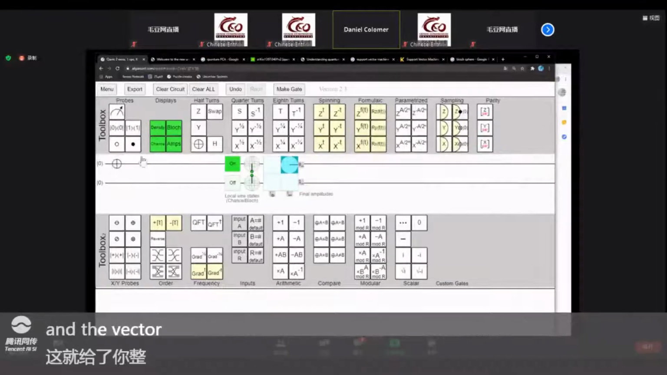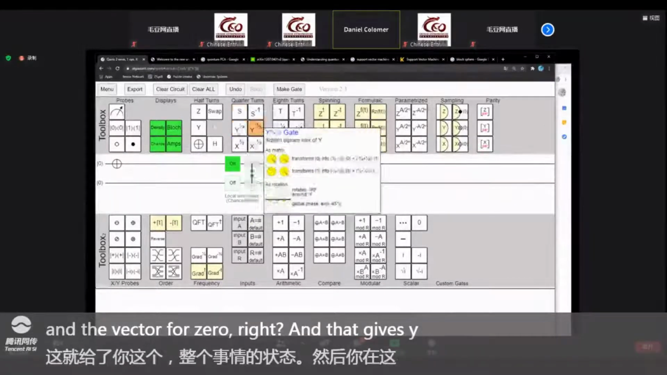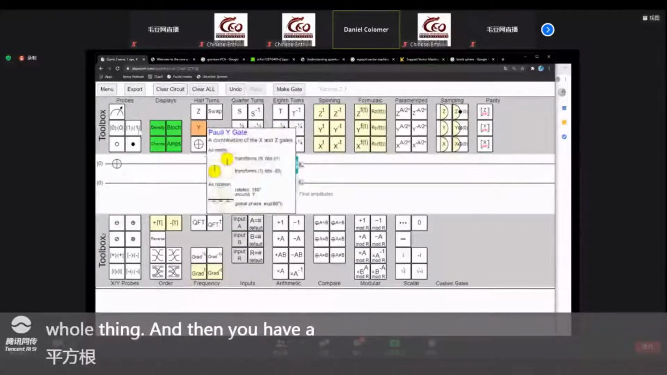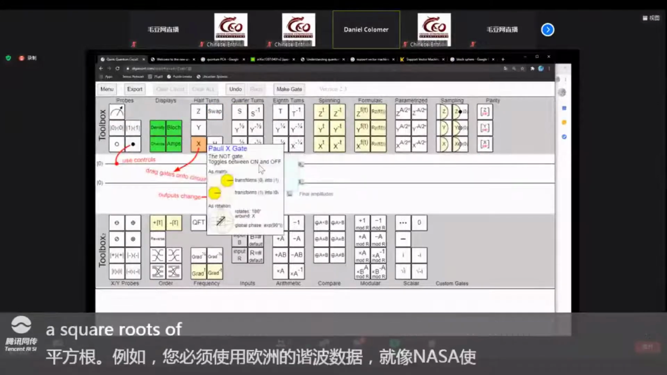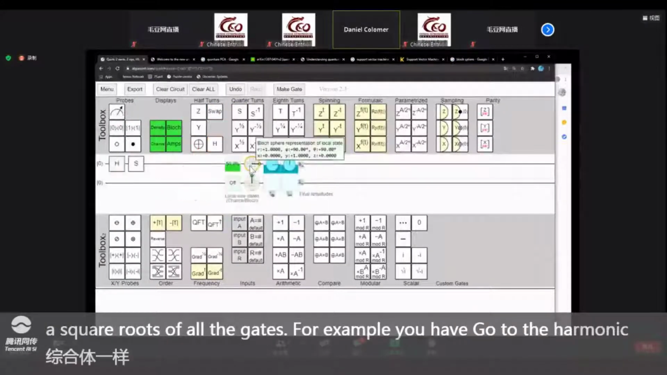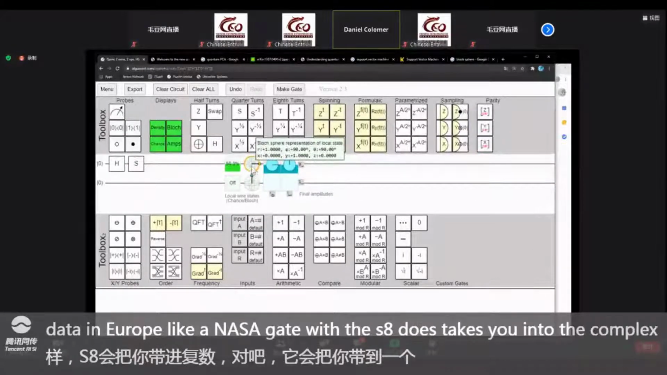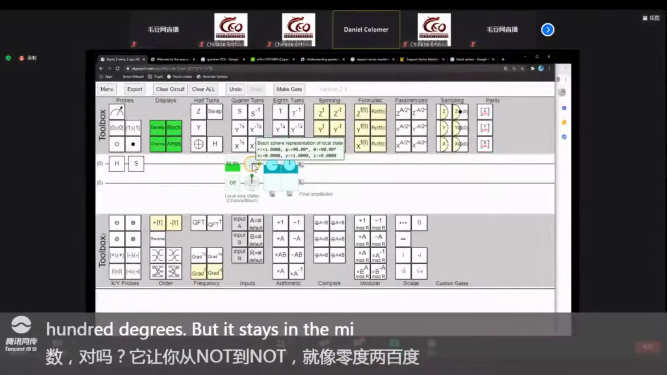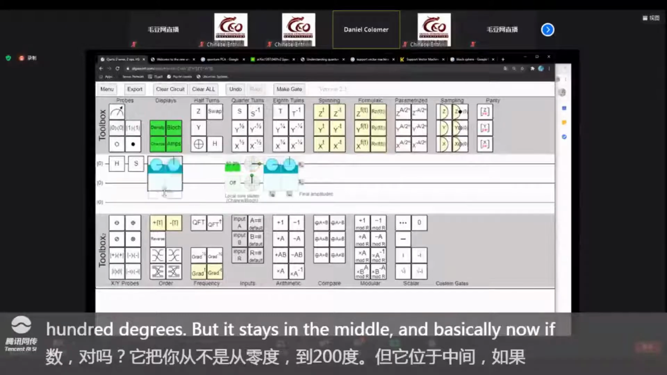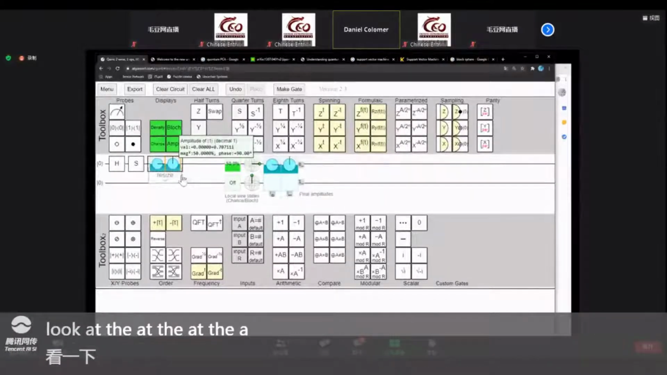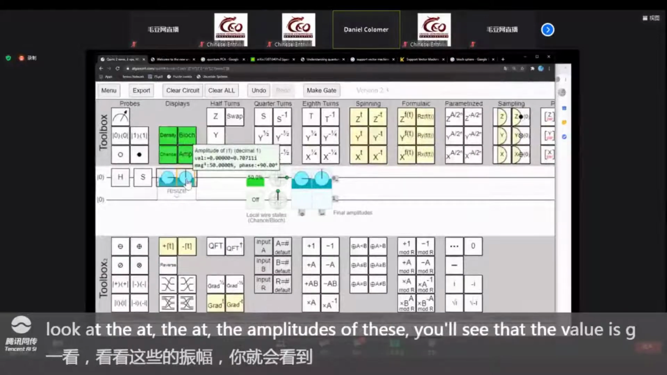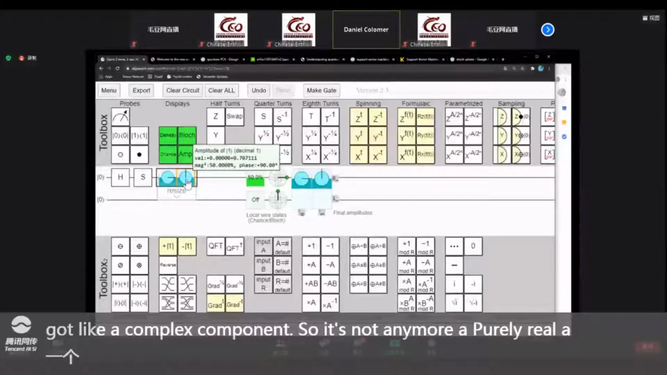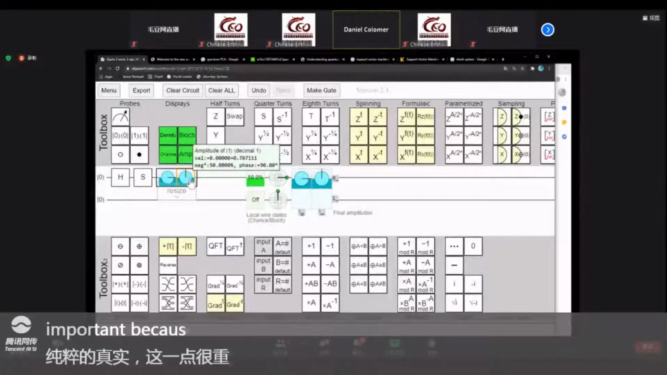And then you have a bunch of other gates in here that are like square roots of other gates. For example, if we go to the Hadamard gate and you apply an S gate, what the S gate does is it takes you into the complex numbers, right? So it takes you not from 0 degrees to 180 degrees, but it stays in the middle. And basically now, if you take a look at the amplitudes of these, you will see that the value has a complex component. So it's not anymore purely real. And this is important because this can also help you with designing interference patterns.